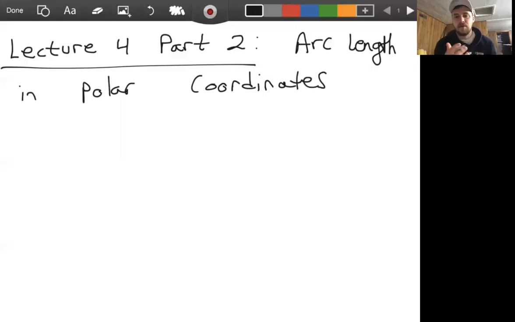In the last video, what we looked at was how we could calculate the area under a polar curve using a little bit of calculus. And now we want to do something similar, but with arc length.